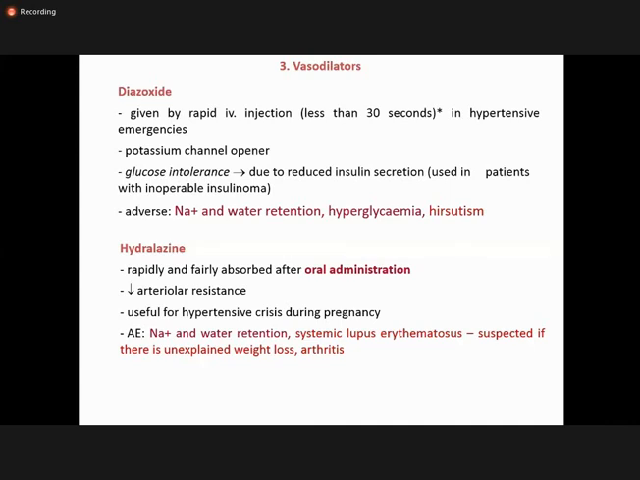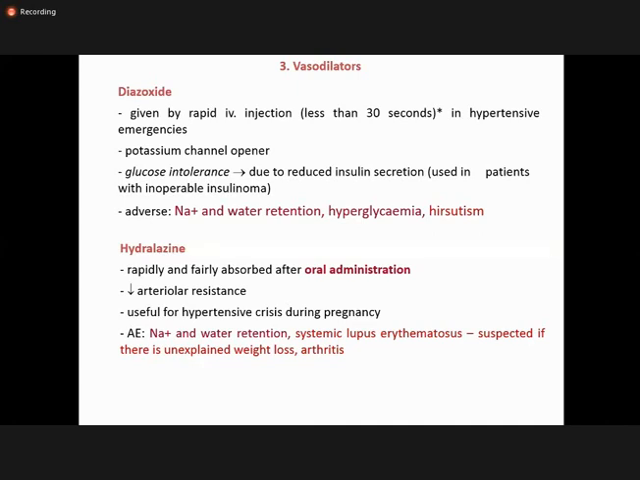And methyldopa, a centrally acting alpha-2 agonist, can also be used in the treatment of pre-existing hypertension in pregnancy. And this hydralazine is another example, just like minoxidil and diazoxide, of salt and water retention. Why? The mechanism we have already discussed.